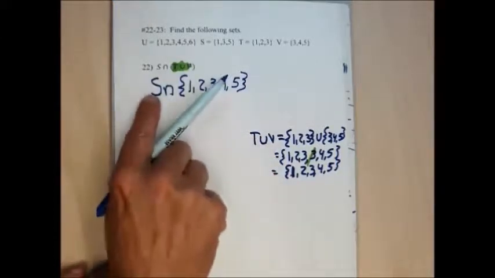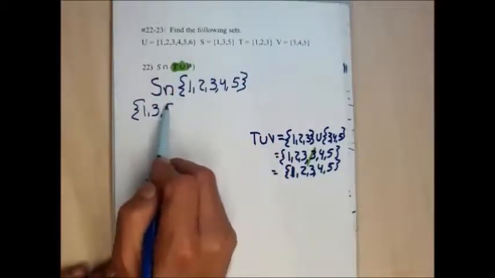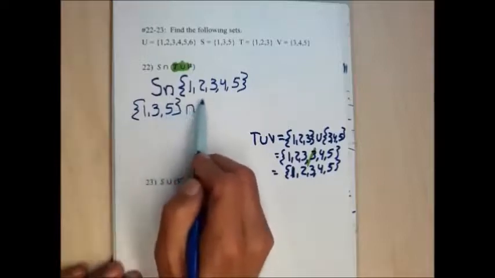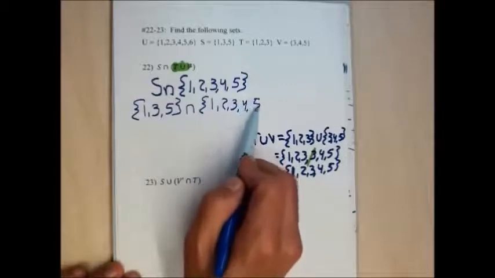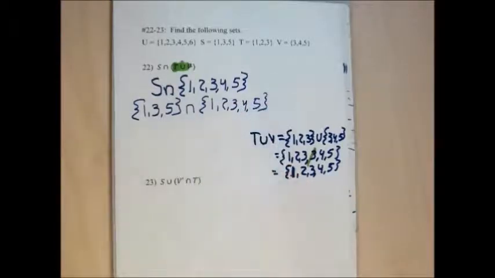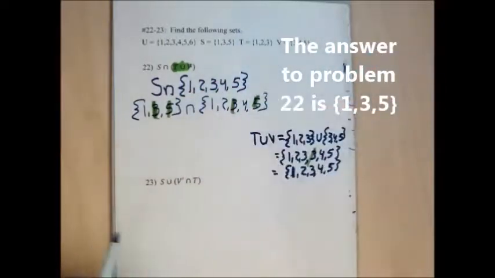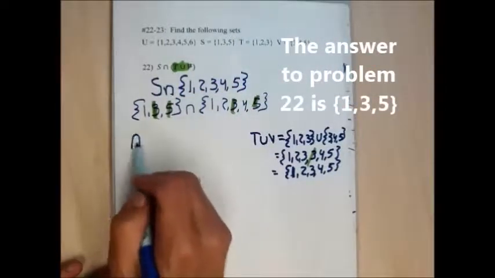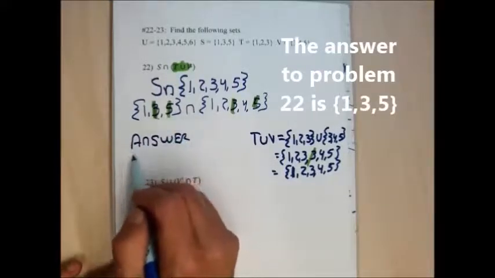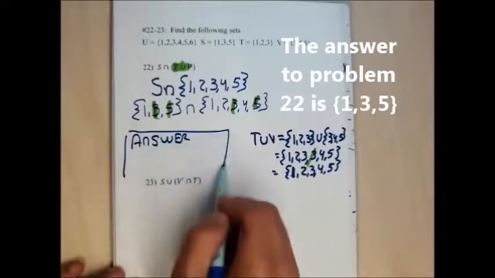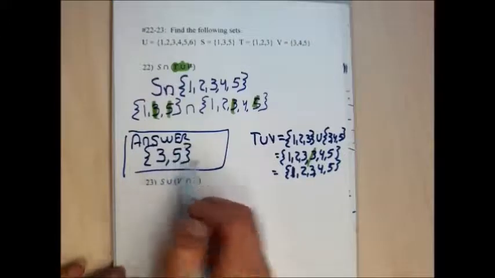Now I'm going to take the S symbol and change it to the set containing the numbers 1, 3, and 5. I'm going to leave the intersection symbol, and I'm going to leave the 1, 2, 3, 4, and 5 in place of the T union V, and now I'm going to find the intersection. When you're intersecting two sets, you're finding what the sets have in common. My answer to problem 22 is what I get when I intersect those two sets. Intersections are what sets have in common. Those sets have the numbers 3 and 5 in common.